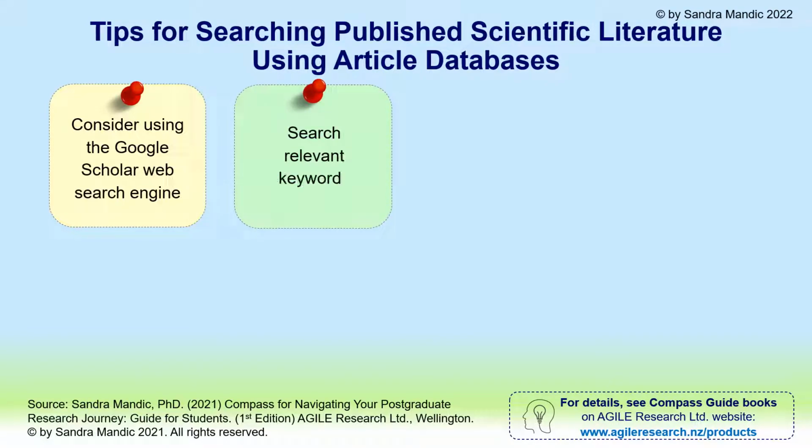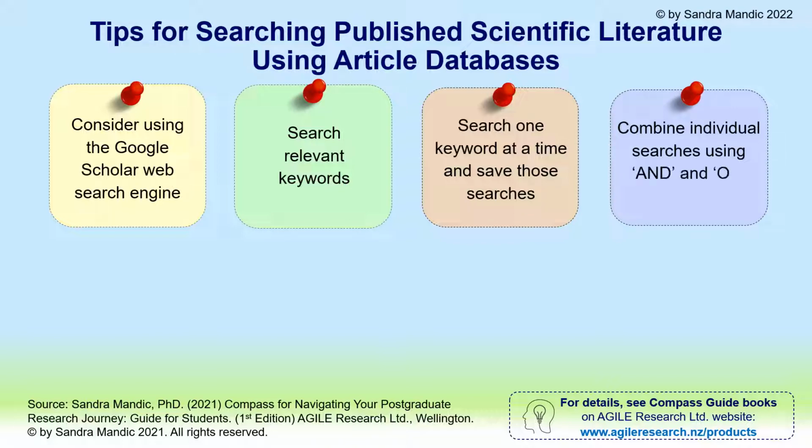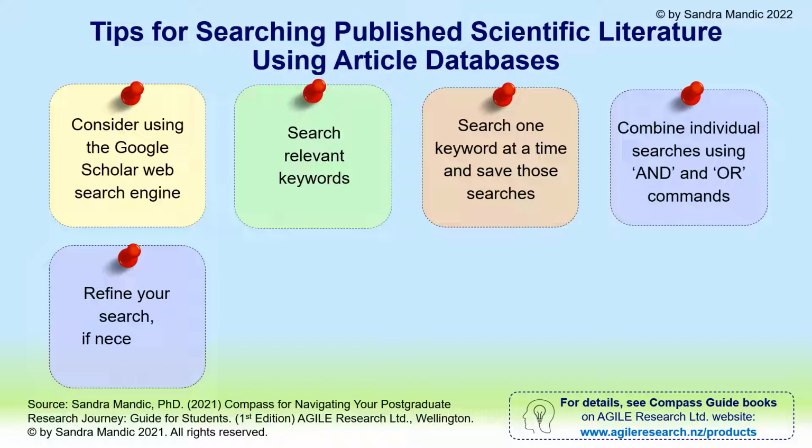Focus on searching and reading the literature relevant to your research topic. Consider searching one keyword at a time and save those searches. Later on, you can combine individual search results by using the AND command. You could also use the OR command to search for alternative keywords or synonyms. Refine your search if necessary to either narrow or broaden your results. You could narrow your search by applying limits, such as article type or publication date range.